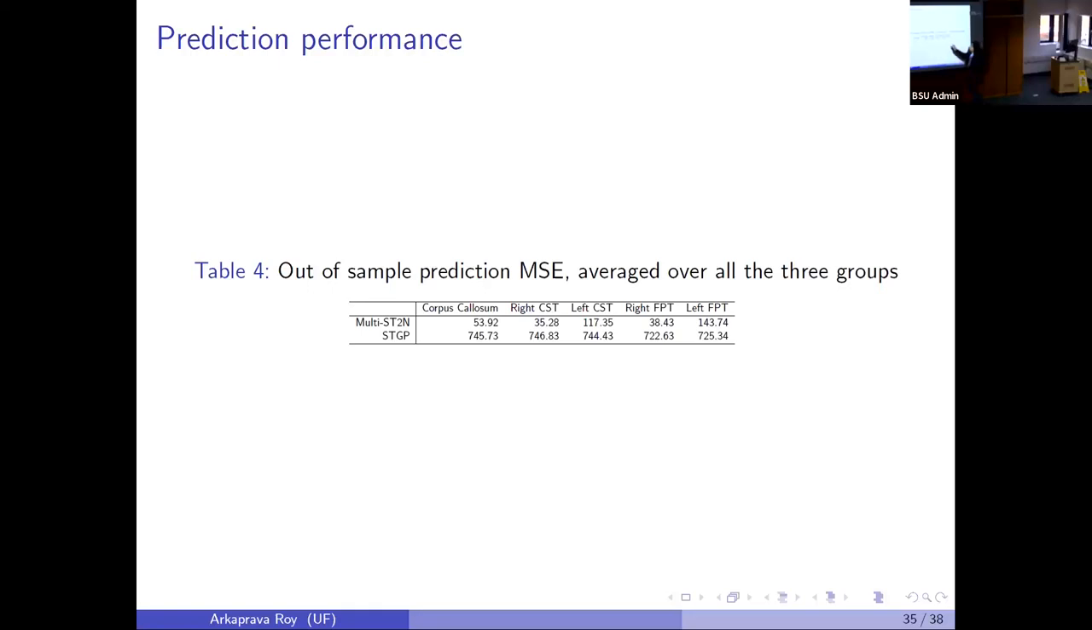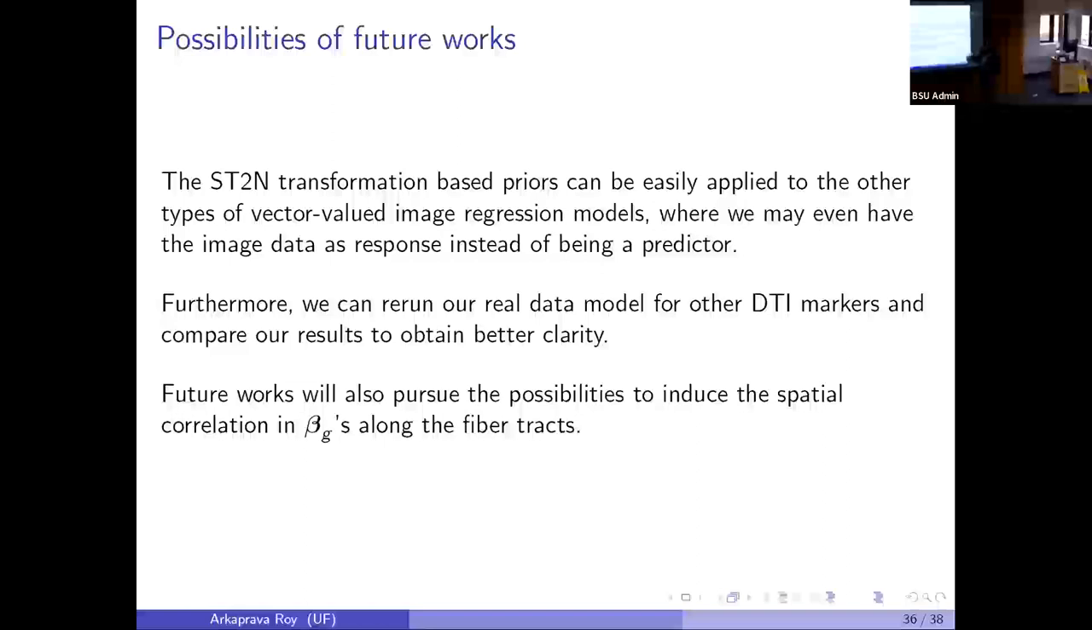So essentially, using more of the structure of the data helps in getting much better prediction than if we just treat them independently without the structure. Yeah, and there are several extensions that we're planning. One is that the ST2N transformation is a very general transformation. We used a Gaussian process, but Gaussian process makes things notoriously slow because of the volume of computation. So we are planning to use some other ways to model that latent beta tilde, which will be computationally much easier to handle.